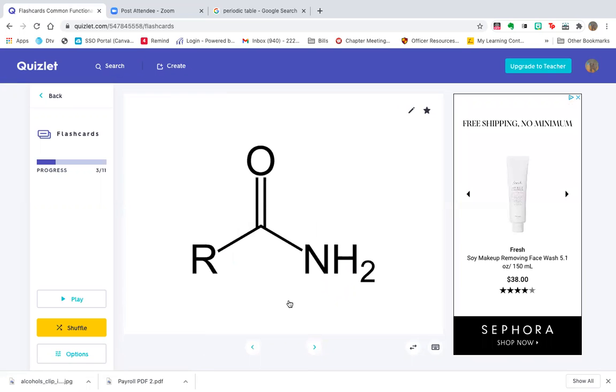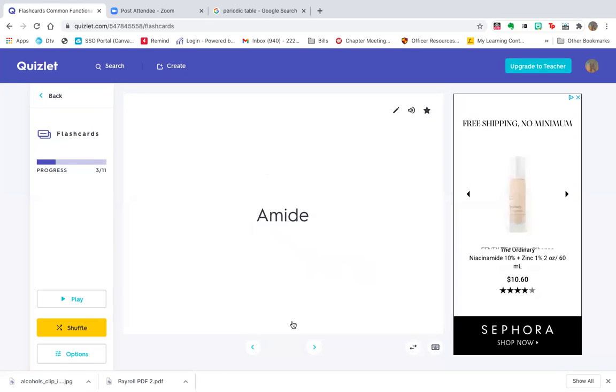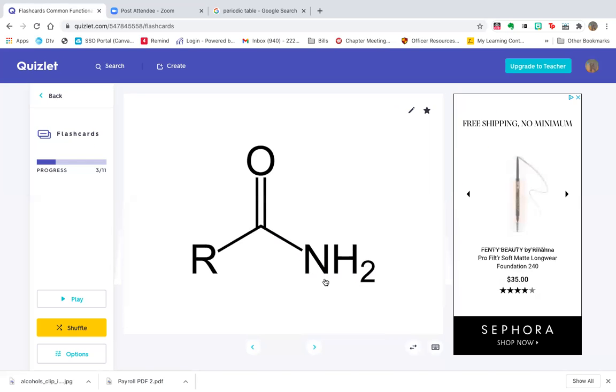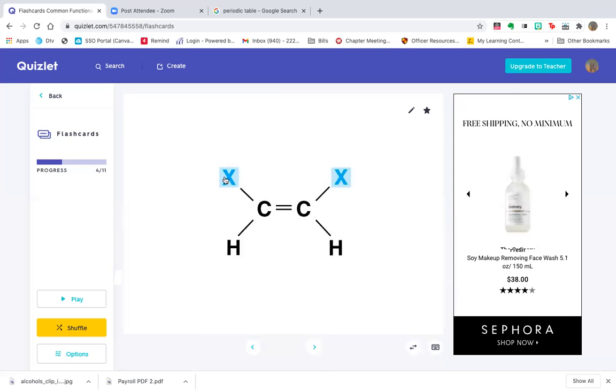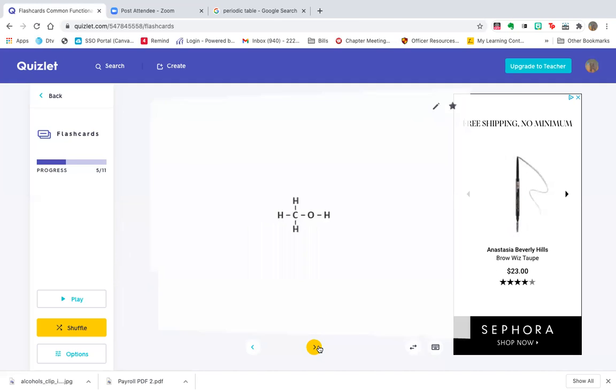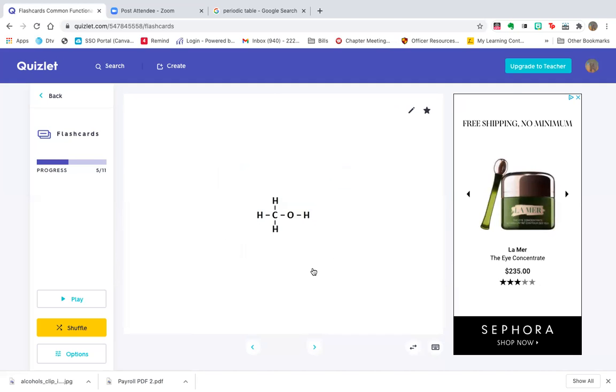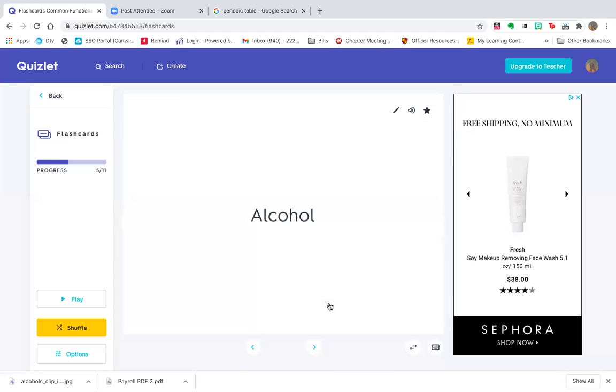What we got here? Amide. Amide, yeah, because it's got that double bond to oxygen, and then the nitrogen tells you it's either amine or amide, and that tells you it's an amide. All right, what we got here? Cis alkene. Yep. Alcohol. Yes, sir. Haloalkane. Yep.